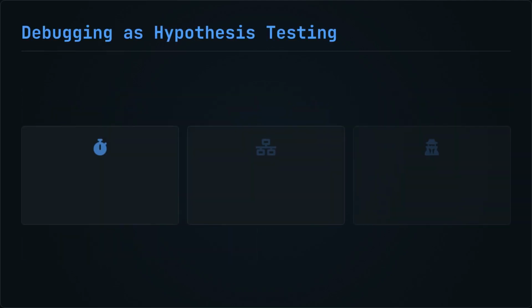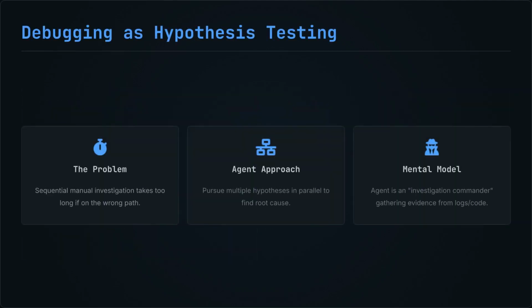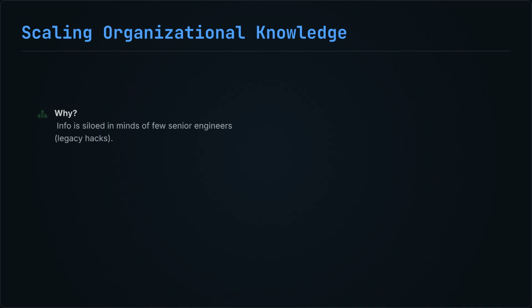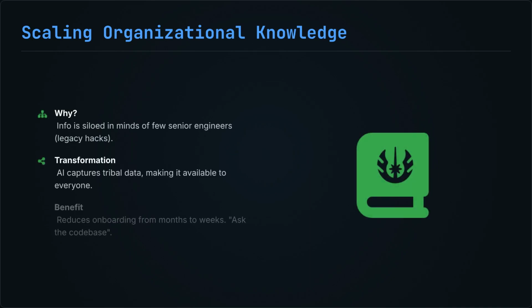Debugging is hypothesis testing. Instead of sequential manual investigation, the agent approach pursues multiple hypotheses in parallel to find the root cause, acting as an, quote, investigation commander gathering evidence. AI scales organizational knowledge by transforming siloed tribal data into accessible information. This reduces onboarding time and allows everyone to ask the codebase for insight.